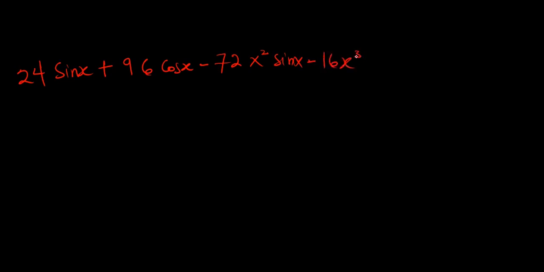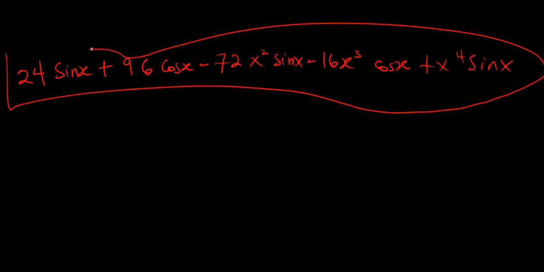You have 24 sin x plus 96 cos x minus 72 x squared sin x minus 16x cubed cos x plus x to the power 4 sin x. So when you do the derivation and multiply everything, this is the answer that you have to get. Okay, let's move on to the last example.